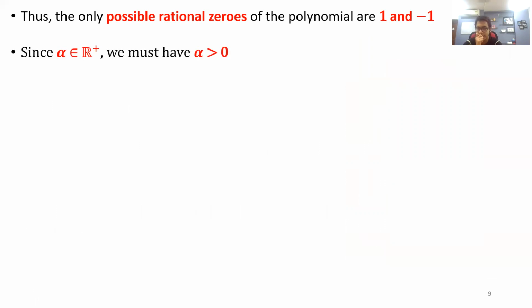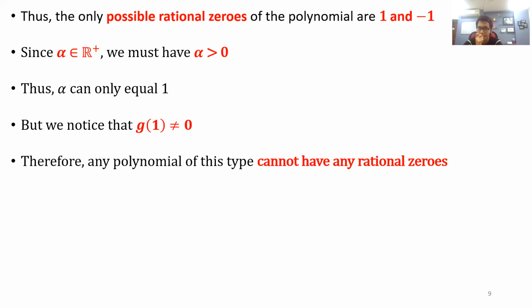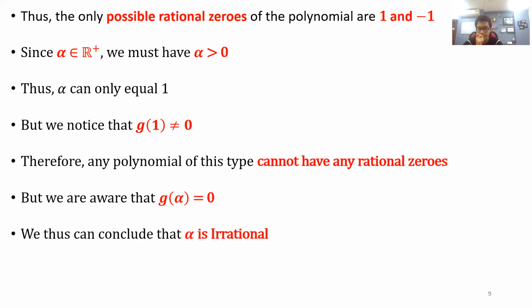By similar reasoning, since alpha is a positive real number, we must have it greater than 0. Therefore, the only possible value of alpha is 1. But we can clearly notice that plugging 1 into our original g(x) equation will not give us 0 in any case. The only case it would give us 0 was when k would equal 1, and we've already laid a constraint that k has to be greater than 1. Therefore, any polynomial of this type cannot have any rational zeros. Well, we know that alpha is a zero of this polynomial, which simply implies that alpha is irrational.